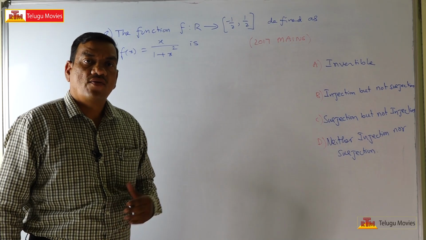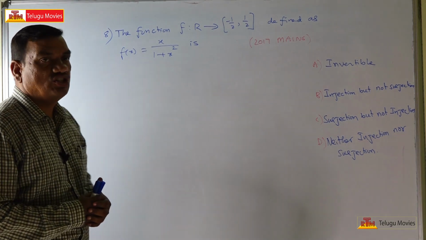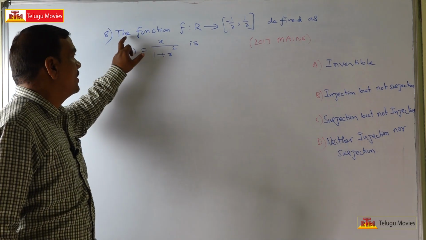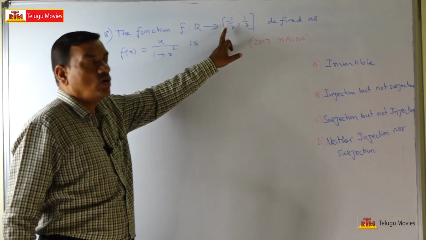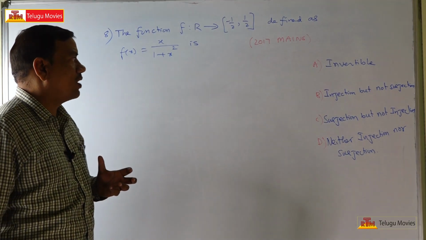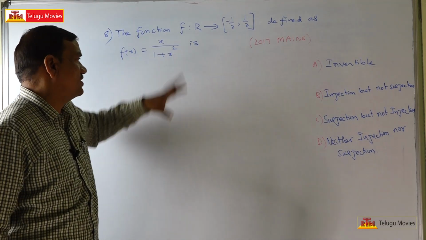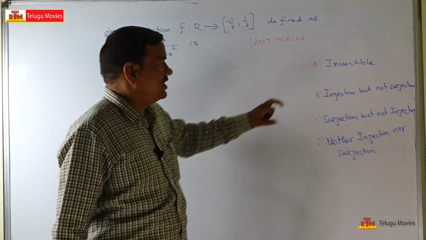Dear students, welcome to 8th problem. The problem is from the chapter functions. The function f from R to the closed interval minus 1 by 2 comma 1 by 2, defined as f of x is equal to x by 1 plus x square, is. Is it invertible?